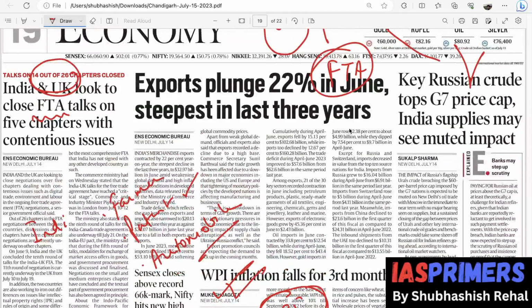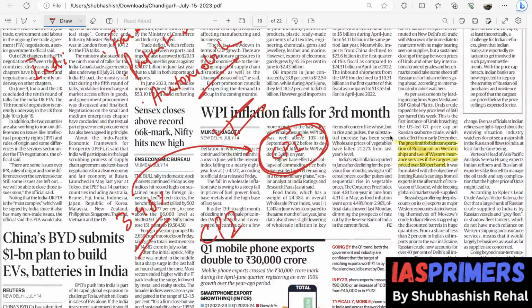Okay. Key Russian crude tops G7 price cap. India supplies may see muted impact. So what is this G7 price cap first of all? G7 is the group of industrialized countries, and they have put a price cap. That is, if the price of crude goes beyond a certain threshold, then that crude cannot travel onto Western shipments and use Western insurance services, etc. This limit is $60 per barrel. It has gone beyond this, so the crude cannot go onto Western ships, Western insurance companies, cargoes, etc.